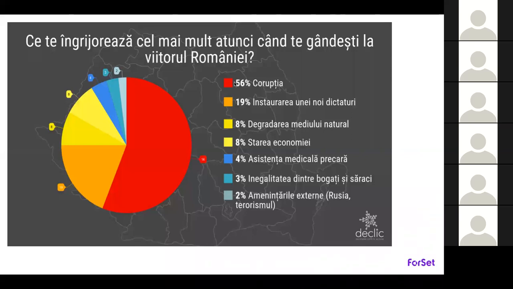It's good that we make it easy for our viewers. They do not have to go back to the pie chart with 56 and then to this red label and see that it's corruption. It's good that we are putting it next to it.